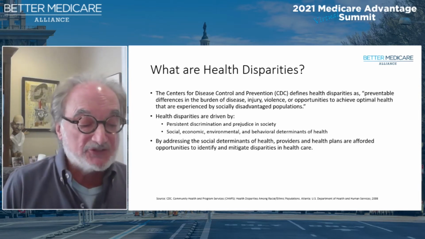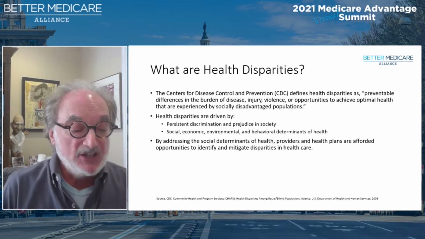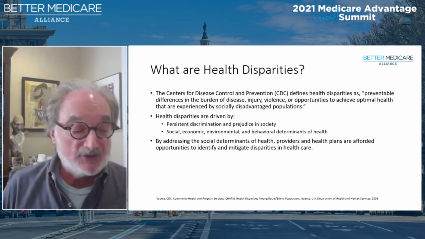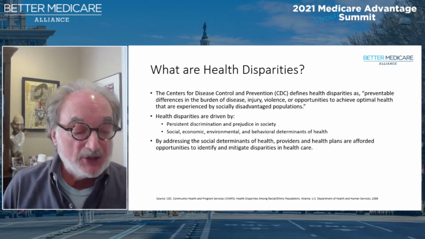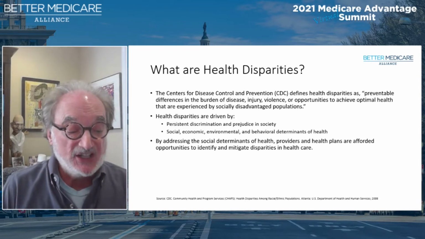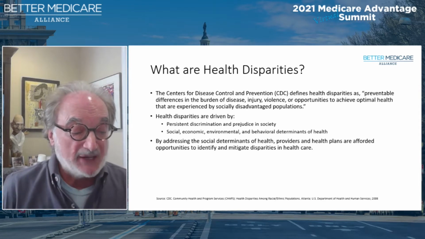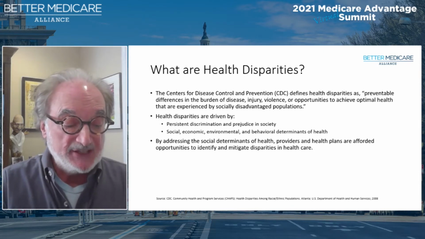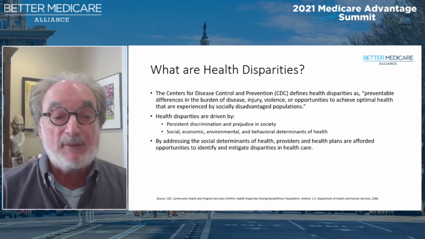And the first one was around health disparities. And from the CDC, defining health disparities as preventable differences in the burden of disease, injury, violence, or opportunities to achieve optimal health that are experienced by socially disadvantaged populations. Significant words, but as you go deeper there, persistent discrimination and prejudice in society, social, economic, environmental, and behavioral determinants of health. And by addressing social determinants of health, providers and health plans are afforded opportunities to mitigate disparities in healthcare. And I think the industry is pretty committed to that concept and that model.